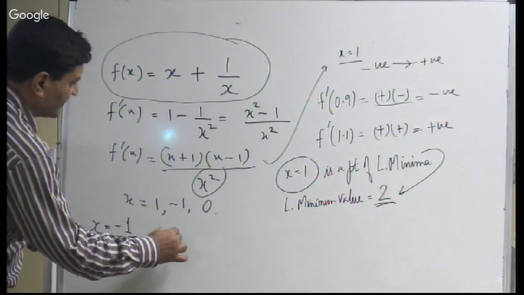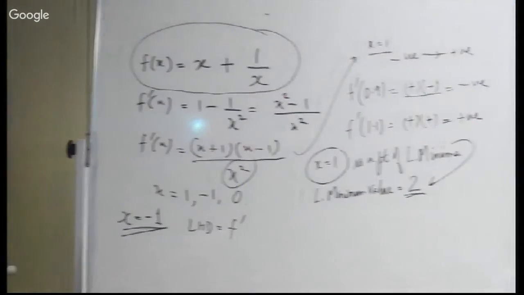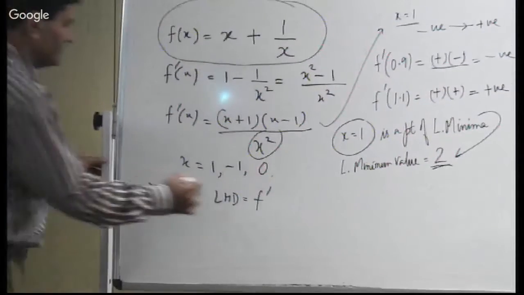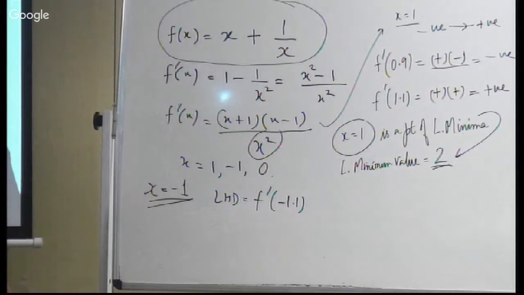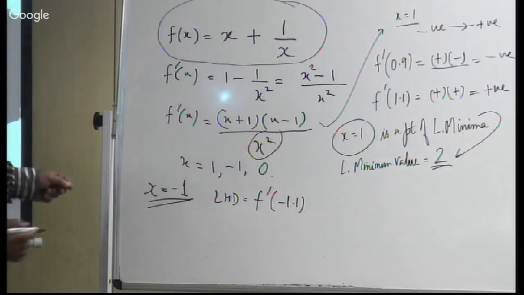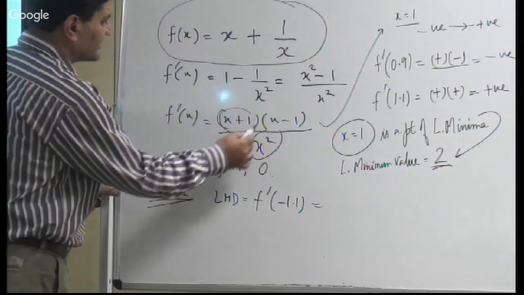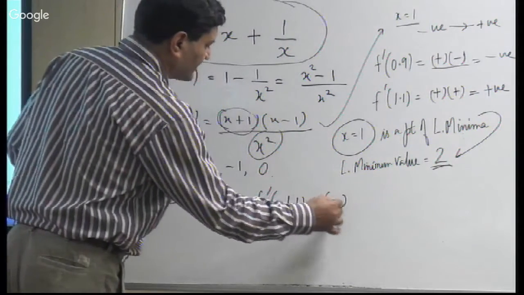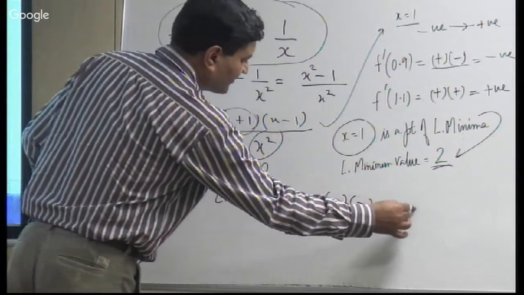So what is the left hand derivative? What is the point slightly on the left of -1? You can take -1.1, right? -1.1 should be very close, so -2 should be avoided. If you substitute -1.1 here, -1.1 plus 1 is negative and -1.1 minus 1 is negative. So the product is positive.